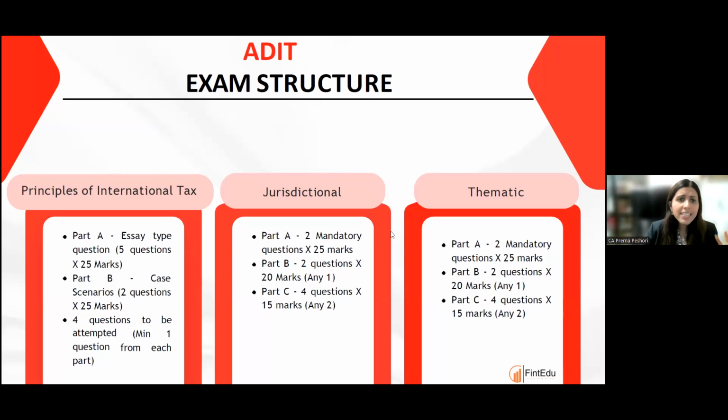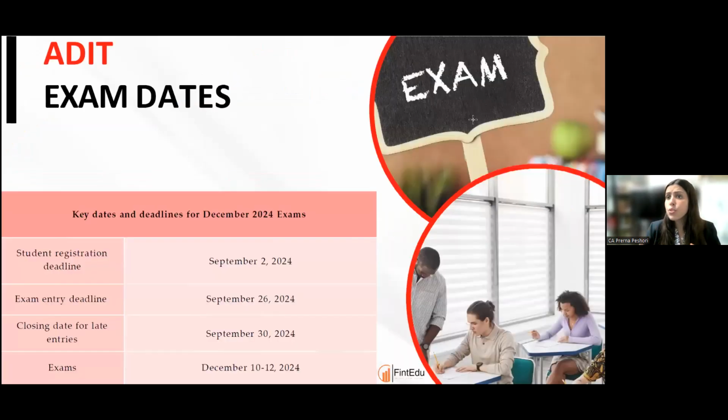Now, what are the deadlines that you have to adhere? So first is the student registration deadline, which is if you want to sit for this December attempt, you have to register before September 2nd. In case you want to sit for June 25, it would be March 2nd. So this is a deadline which is approaching in the next week itself.